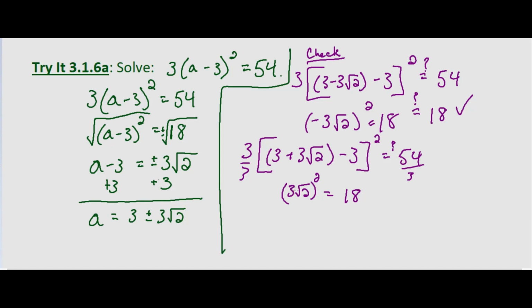And then when we square, 3 squared is 9. 9 times 2, the square root of 2 squared is 2. So 9 times 2 is 18. So this does check. So when 3 times the quantity a minus 3 squared equals 54, a equals 3 plus or minus 3 times the square root of 2.